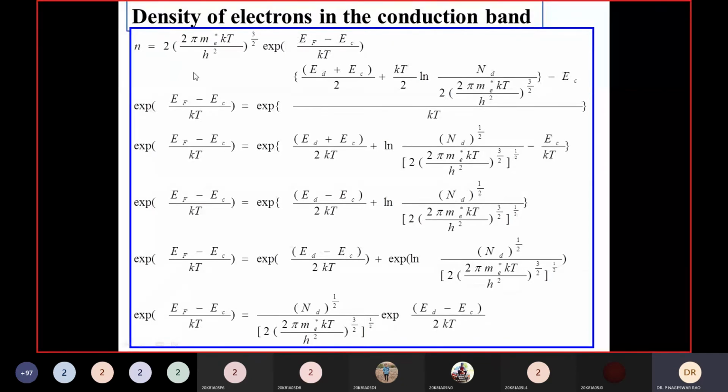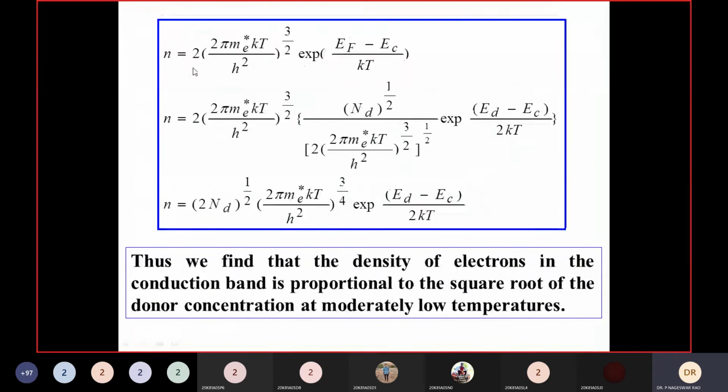See here, ND whole power 1 by 2 into exponential of (ED minus EC) by 2KT. And here 1 by 2 will be there. So we can write 2 power 1 by 2 into this total whole power 3 by 2 whole power 1 by 2. So that means we can write 3 by 4, 2 pi m_e KT by h square, 3 by 4 we can write.